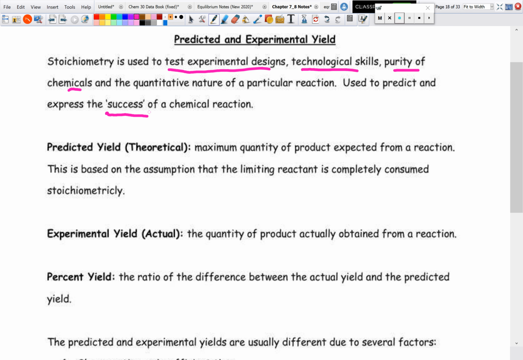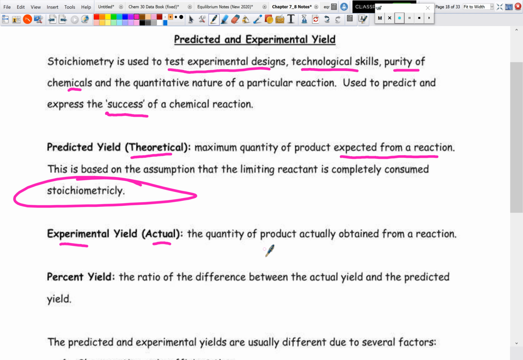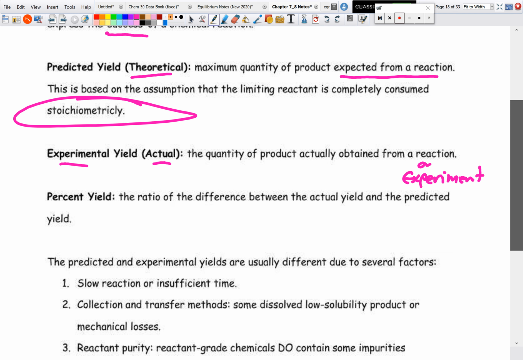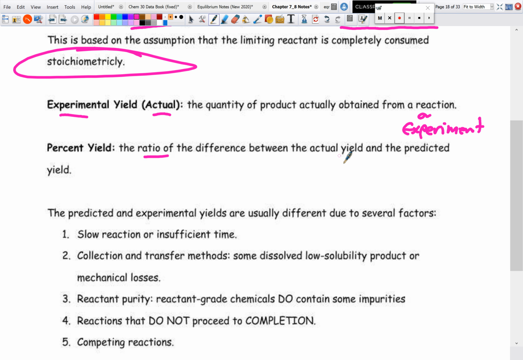So just remember, when we're talking about our predicted yield or our theoretical yield, this is the maximum quantity of product expected from a reaction and is completed using our stoichiometry. Now, our experimental yield, or our actual yield, this is what we obtain from our reaction or experiment. So it's what you physically have at the end of a reaction. And percent yield is a ratio or a difference between the actual yield and predicted yield expressed as a percent.